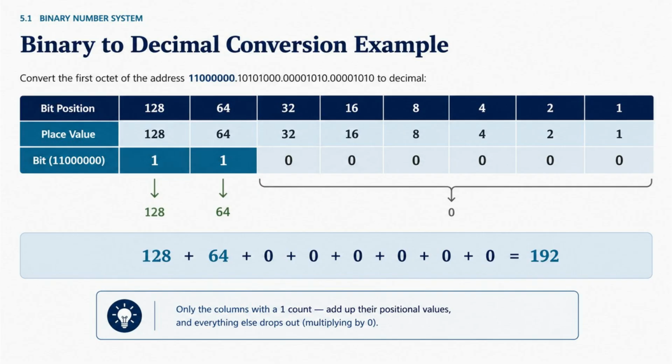Worked example on screen. Octet 11000000. Only the 128 and 64 columns have a 1. Everything else is 0. So 128 plus 64 equals 192. Every other column contributes nothing since multiplying by 0 zeros it out. Walk this slowly. It's the exact mechanical process students will repeat for the rest of the module.